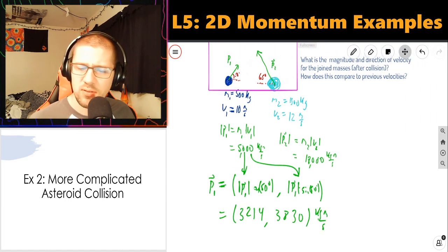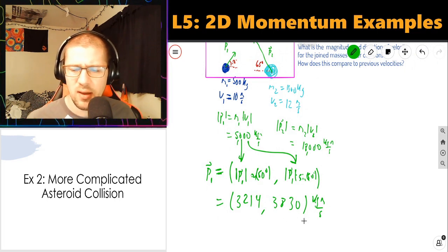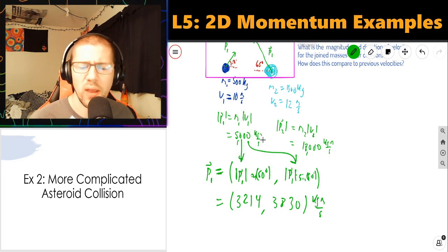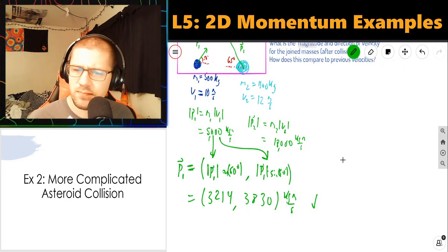Okay, double check, make sure that lines up with my expectation. So I expected both of those numbers to be positive. Nice. And also I noticed that it has more of a y component than an x component, which makes sense for a 50-degree angle. So I trust this. All right, P2.